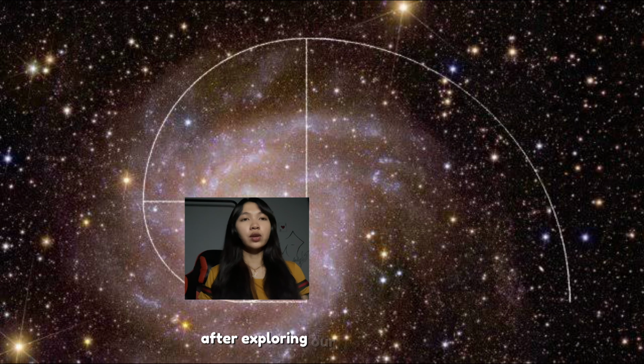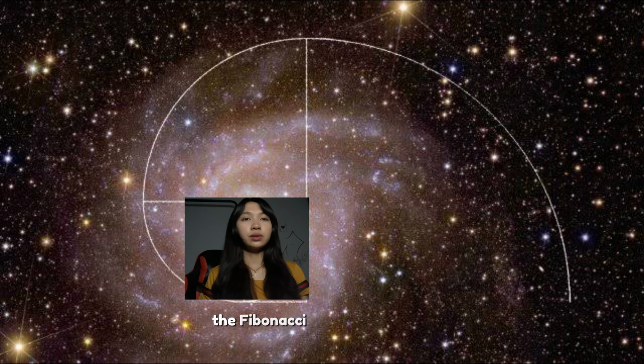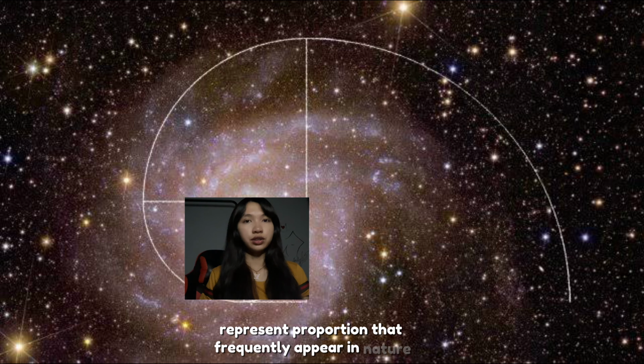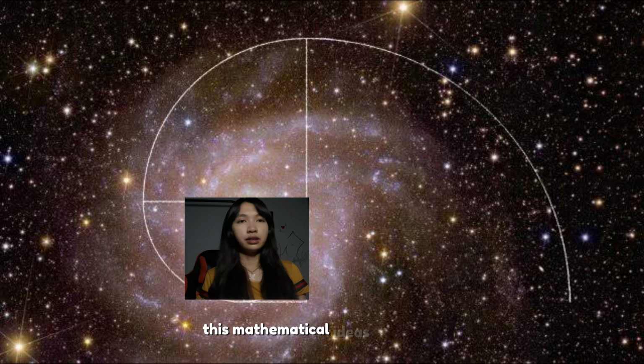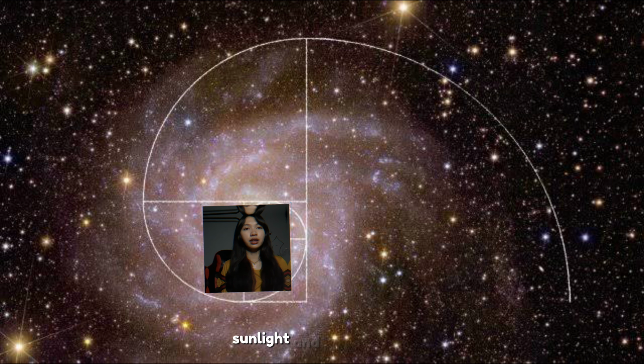After exploring our surroundings, we discovered that mathematics isn't limited to solving equations. The Fibonacci sequence helps explain efficient patterns of growth, while the golden ratio represents proportions that frequently appear in nature. These mathematical ideas allow plants and other living organisms to grow in ways that maximize space, sunlight, and efficiency.